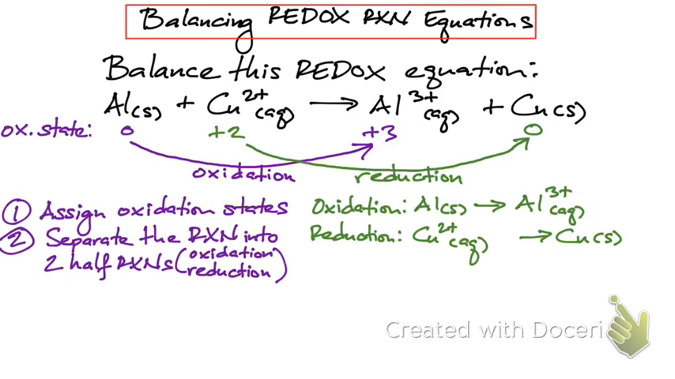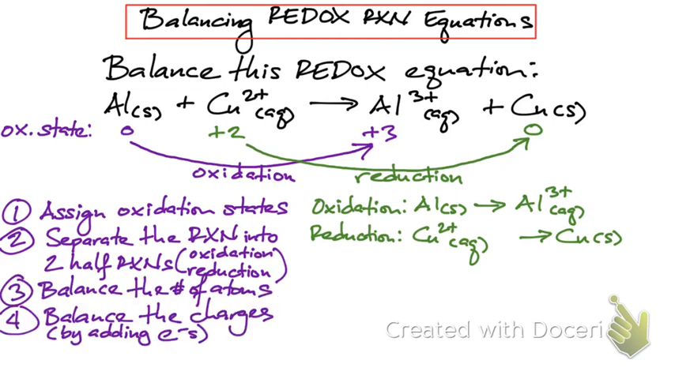So once you've separated them into 2 half reactions, the next thing you want to do is to balance the elements in each half reaction. All right, so we're going to balance the number of elements, followed by balancing the charges. You can see that in both oxidation and reduction reactions, the elements are balanced. So we have one aluminum on the reactant side and another aluminum on the product side. It's a 1-to-1, so it's balanced. For copper, it's the same thing. One copper on the left, one copper on the right.